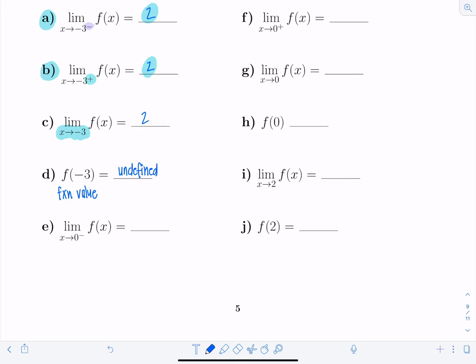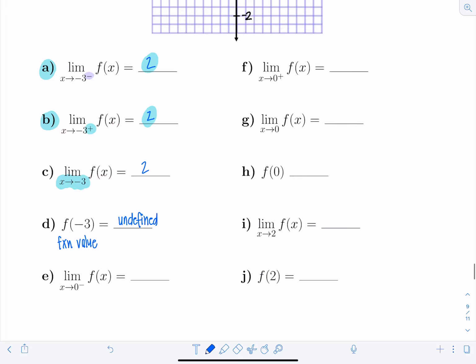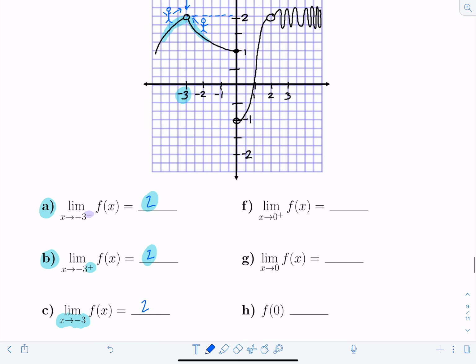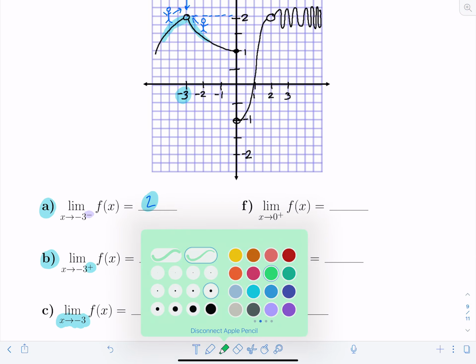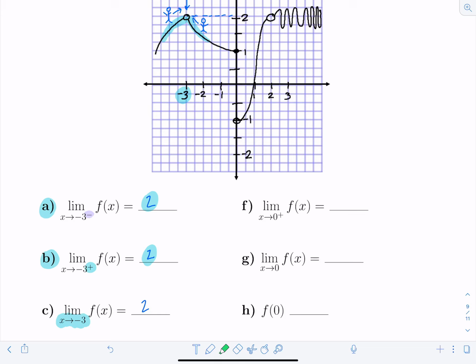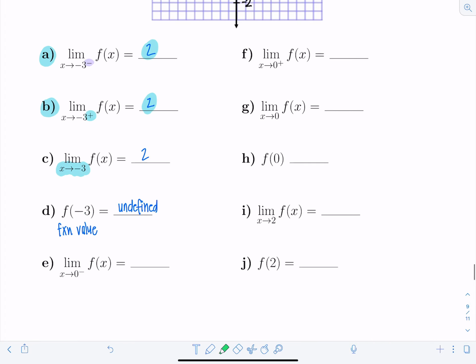Okay, very good. Next one, we're going to look at the limit as x approaches 0 from the left of f of x. Okay. So we're approaching 0 from the left. So here's x equals 0, but we're going to approach it from the left on the graph. So find the graph, walk towards 0 from the left. What y value are you approaching? It looks like 1, yes? Good.